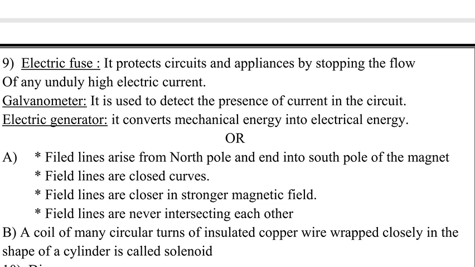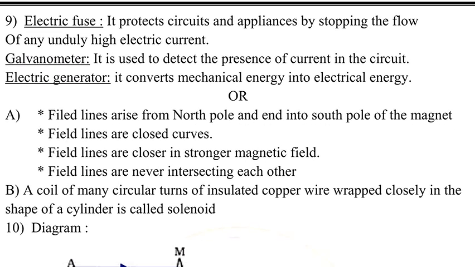field lines arise from north pole and end into south pole of the magnet. Field lines are closed curves. Field lines are closer in stronger magnetic field. Field lines are never intersecting each other. Option B, a coil of many circular turns of insulated copper wire wrapped closely in the shape of a cylinder is called solenoid.